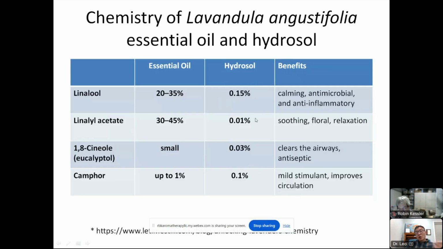But they both have their own benefits. For example, linalool is calming, antimicrobial, and has anti-inflammatory benefits. Linalyl acetate brings the floral scent, and is relaxing and soothing. Eucalyptol is great for the airway and is antiseptic, and camphor can help improve circulation. It's also a mild stimulant.